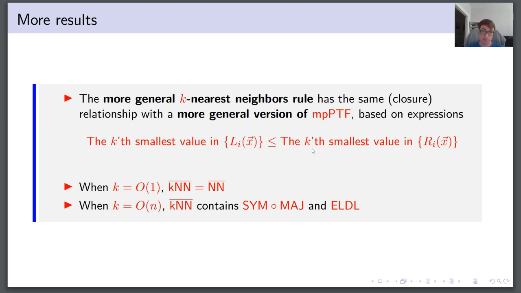And so from this, we obtain that when k is a constant, it turns out that kNN is exactly as expressive as NN under the closure. And when k is unbounded, kNN contains any function which can be written as an arbitrary symmetric function of majorities or an exact linear decision list, which are both large classes of Boolean functions.